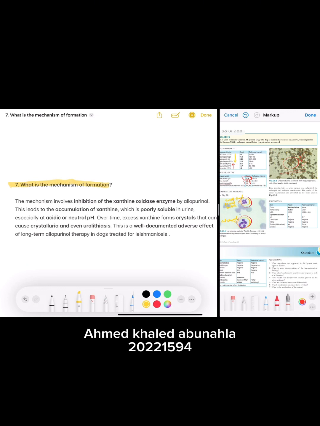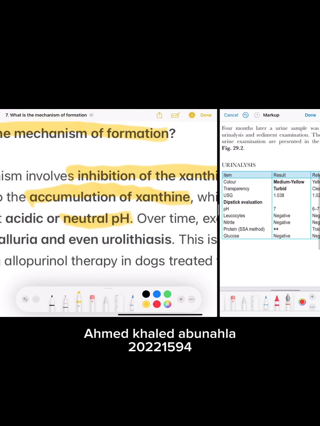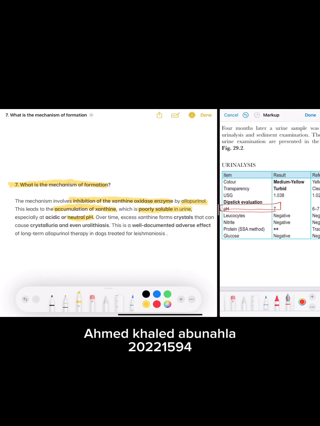The mechanism of formation of these crystals is inhibition of the xanthine oxidase enzyme by allopurinol, the medication we use to manage leishmaniasis. This leads to accumulation of xanthine, which is poorly soluble in urine, especially at acidic or neutral pH, and here we have a neutral pH, which is 7. Over time, excess xanthine forms crystals that can cause crystalluria. This is a well-documented adverse effect of long-term allopurinol therapy in dogs treated for leishmaniasis.